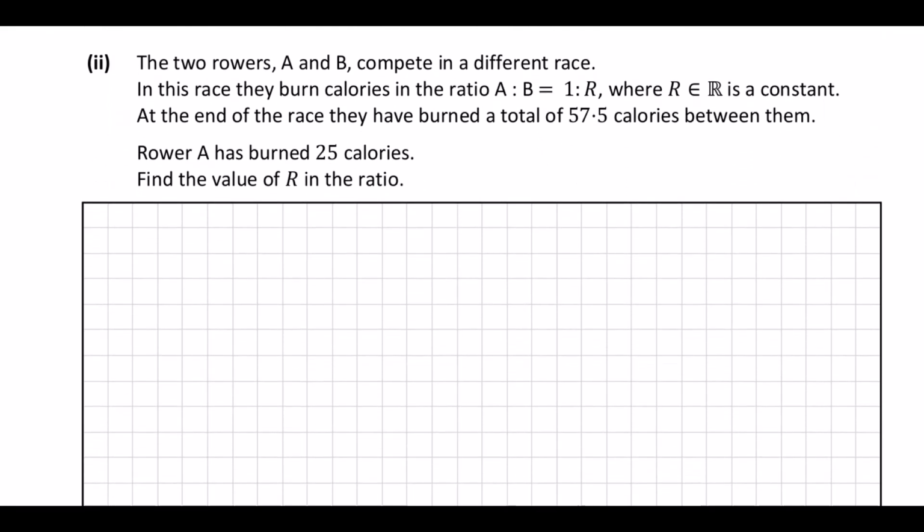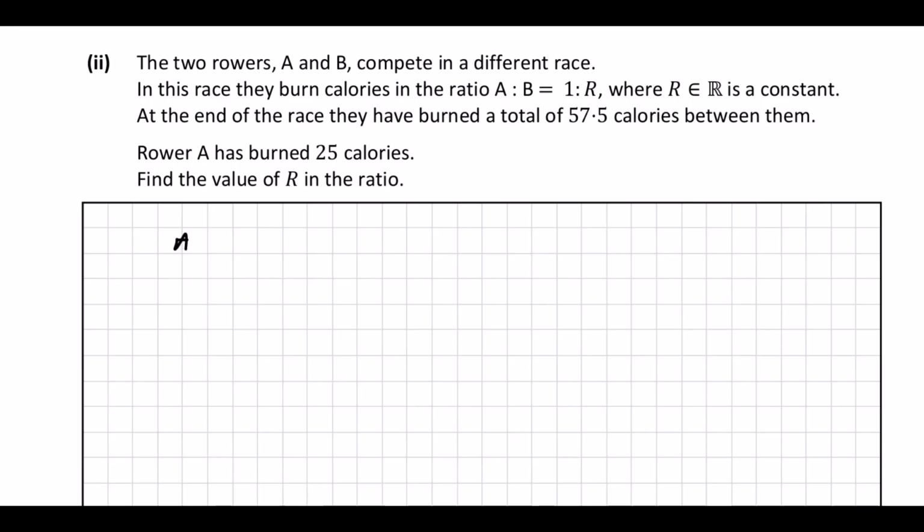Part C2 then. The 2 rowers A and B compete in a different race. In this race they burn calories in the ratio A is to B, and that's 1 is to r, where r is real and is a constant. At the end of the race they have burned a total of 57.5 calories between them. Rower A has burned 25 calories. Find the value of r in this ratio.